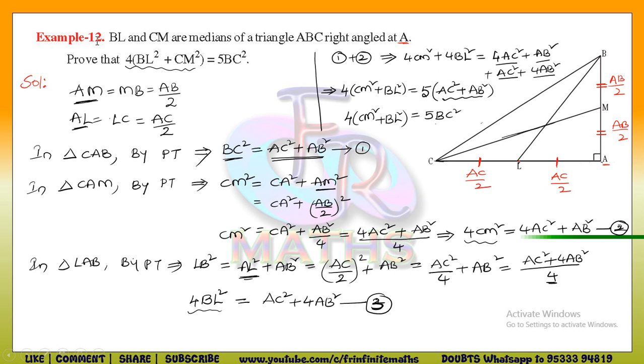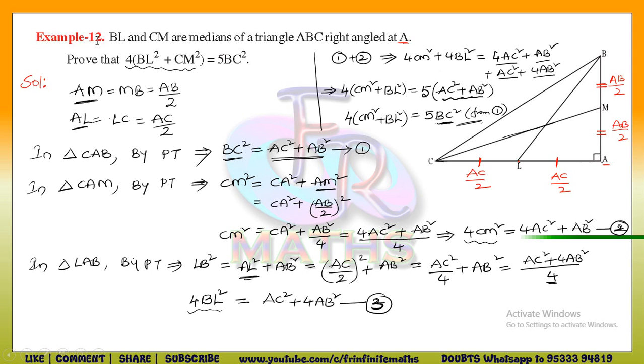So how did we get AC square plus AB square equal to BC square? From equation number 1, we got this value BC square, right? So this is nothing but the proof of this particular question. If you do each and everything in order, then you are going to get the answer in a simple way, right?